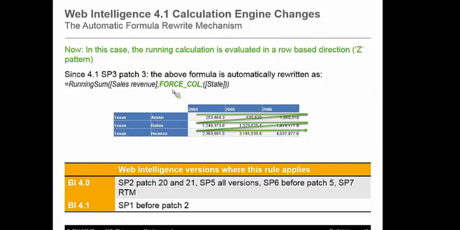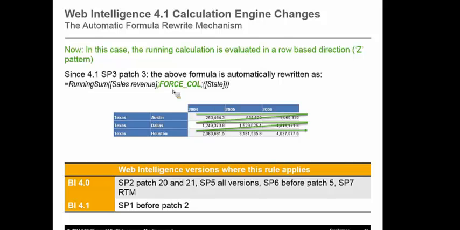So this fourth rule is applied on the following Webi versions: BI 4.0 in SP2 patch 20 and 21, SP5 on all versions, SP6 before patch 5 and SP7 only on the RTM release. It's also the only rule which is applied on Webi 4.1 documents, and that's for SP1 documents before patch 2. So these were the four rules implemented in this automatic formula rewrite mechanism.